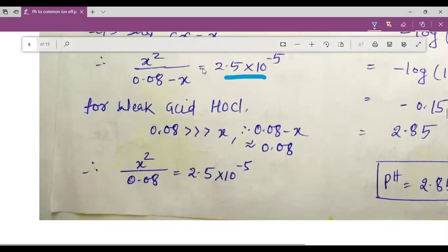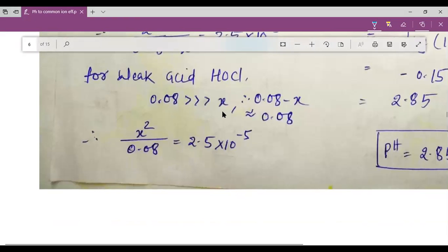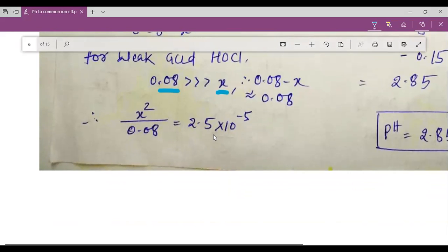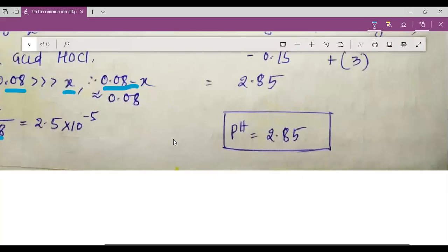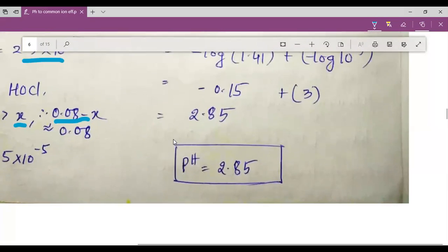Now for weak acid, we know that the degree of dissociation is very small as compared to 0.08. So we will write 0.08 is greater than x, and that is why 0.08 minus x is approximately 0.08. So instead of 0.08 minus x, here we write 0.08. So we will have x square divided by 0.08 is equal to 2.5 into 10 to the power minus 5.